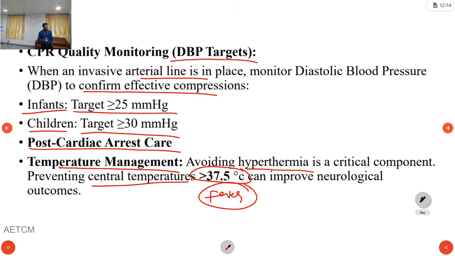So make sure that you maintain the temperature in the normal range, as we have already seen previously, 32.5 degrees Celsius to 37.5 degrees Celsius. If you maintain the temperature in that range, we can have a good neurological recovery. If you allow the patient to go into more hypothermia or hyperthermia, it will have its own complications.